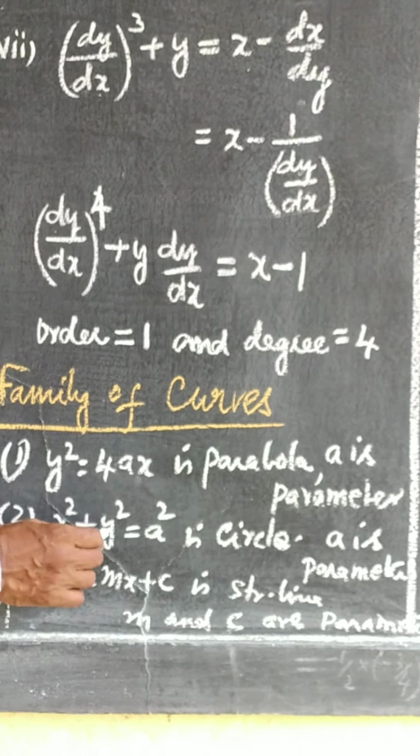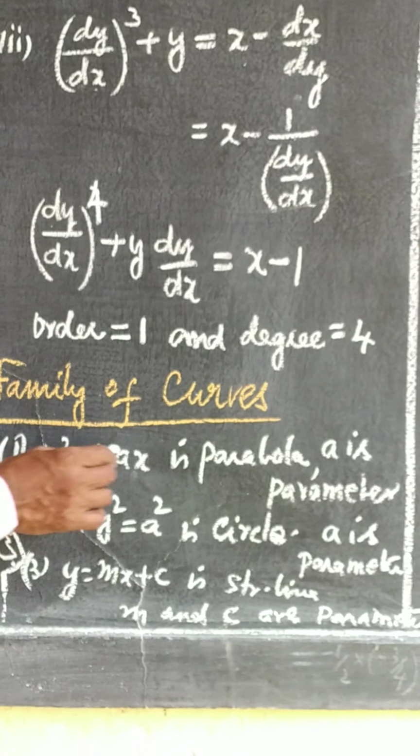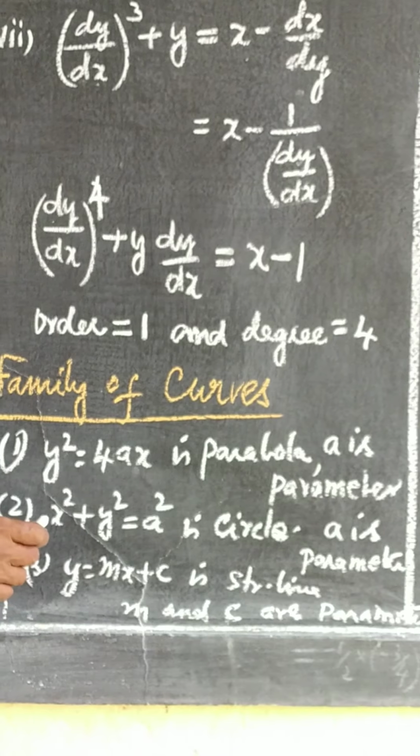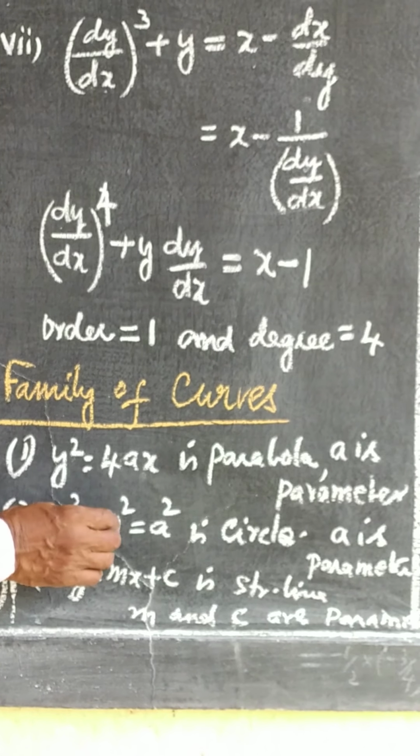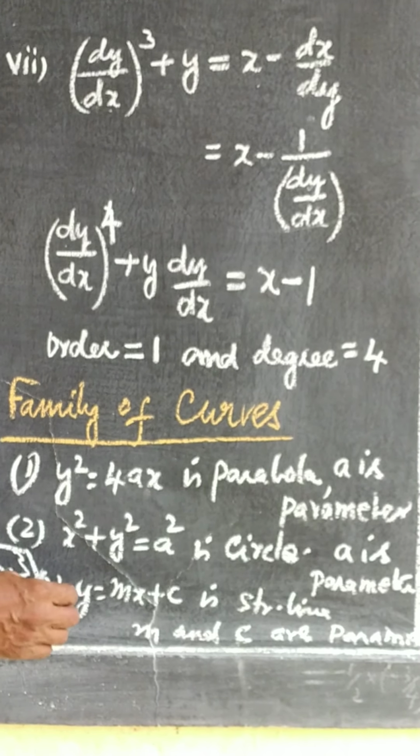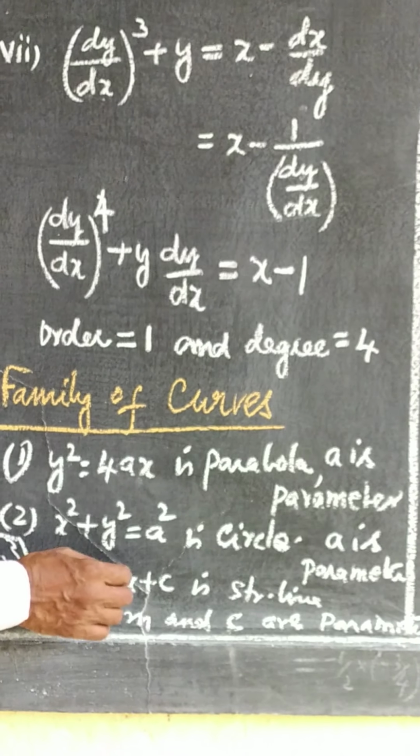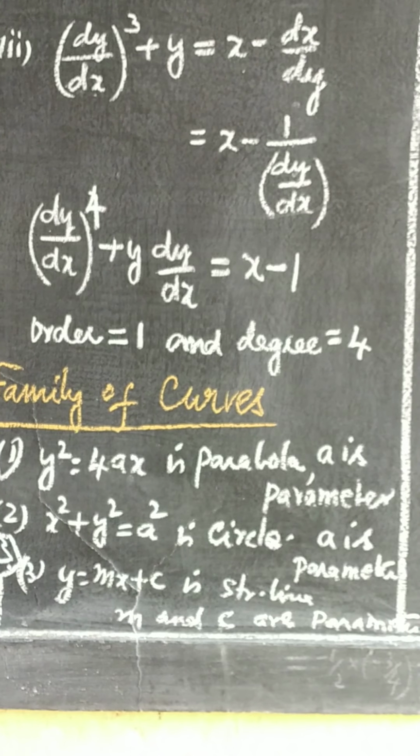x square plus y square is equal to a square is a circle with the center as origin, because x square and y square is homogeneous. Next, third one, y is equal to mx plus c is a straight line.